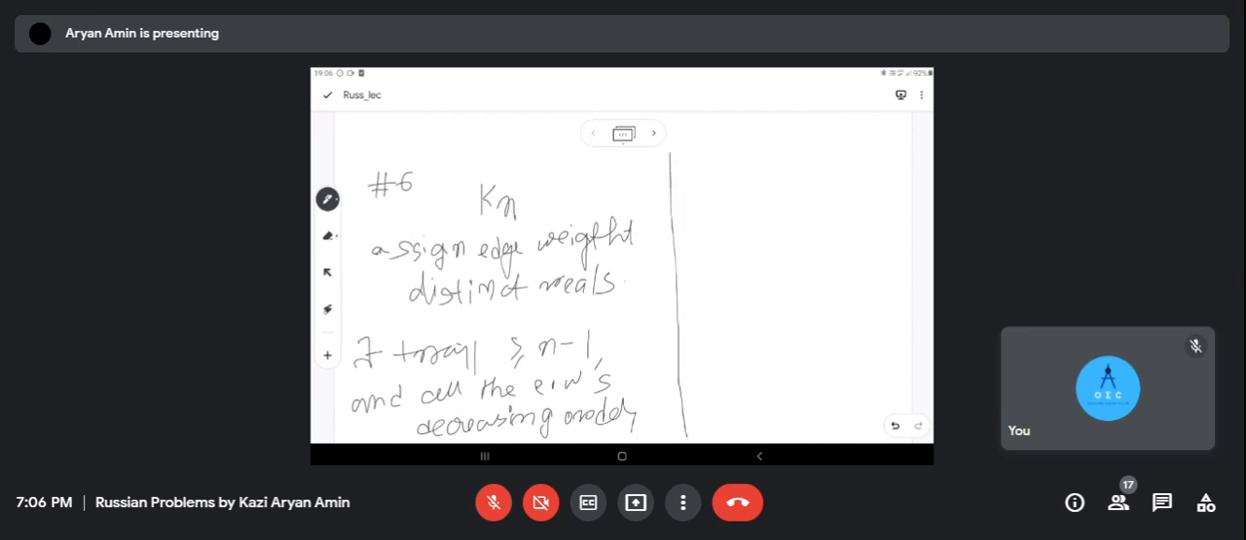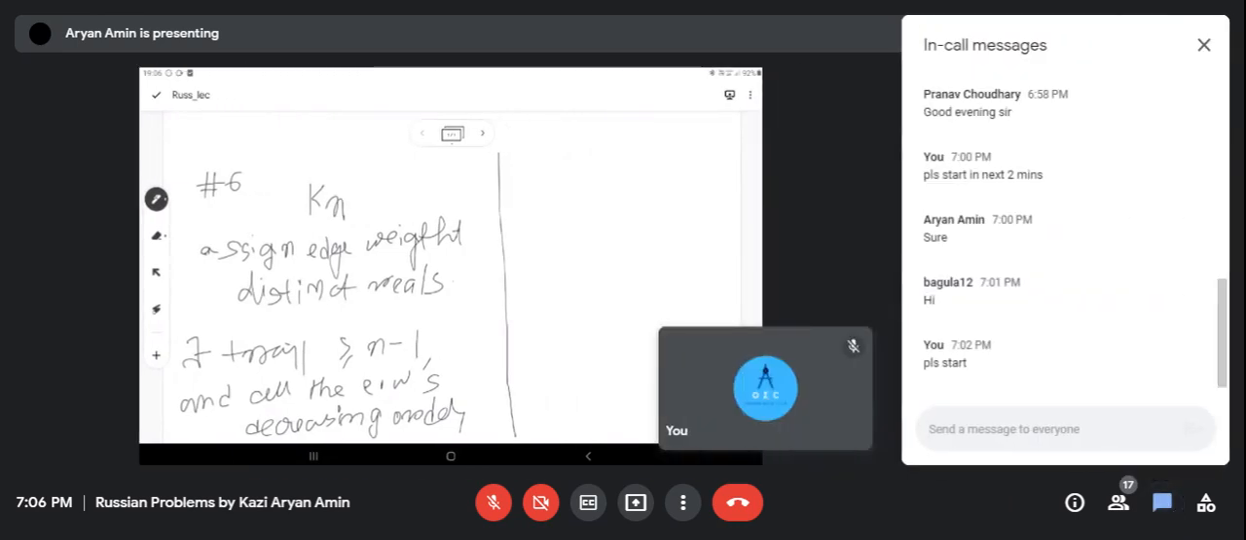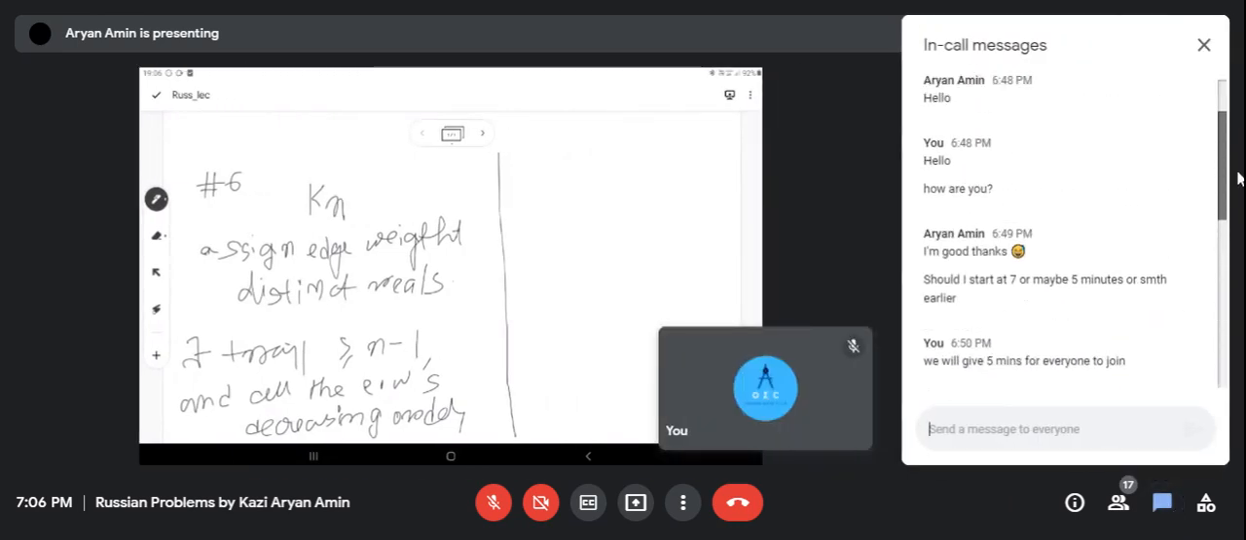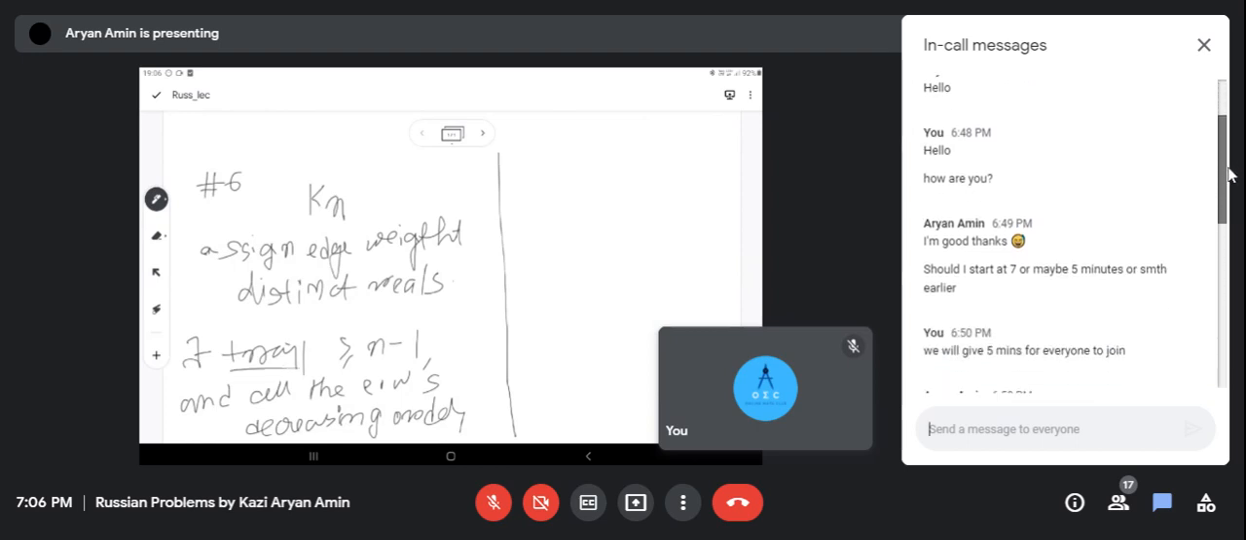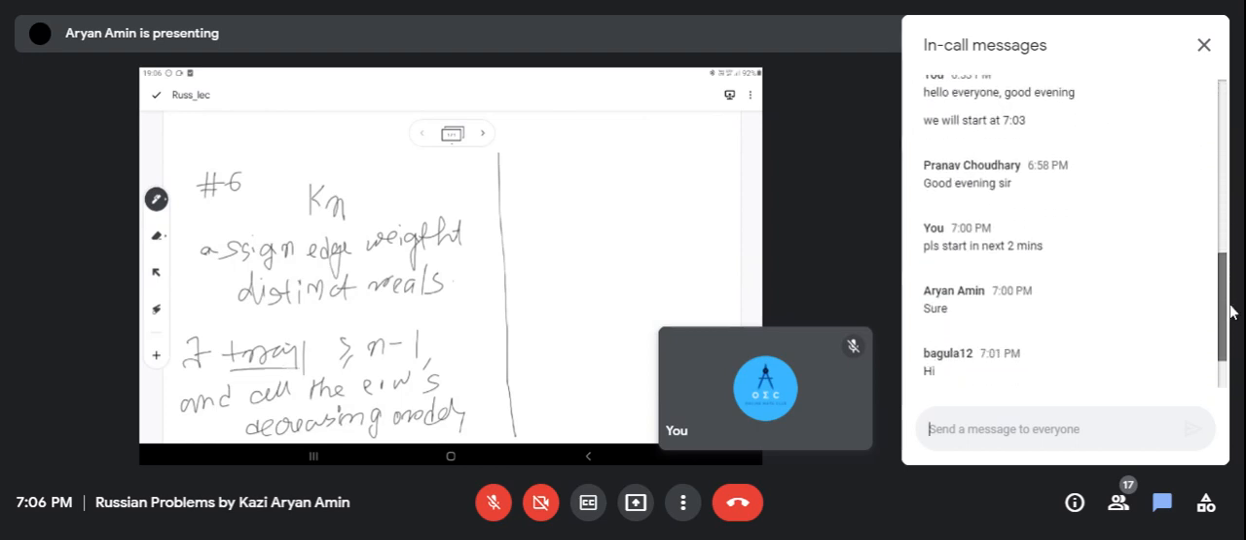Are the weights assumed to be real numbers? Yes, weights are distinct reals. Okay, and what is this, there exists a trail? Trail basically means a path with repeated vertices.